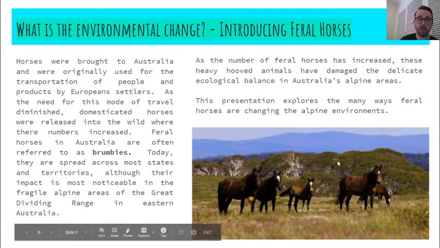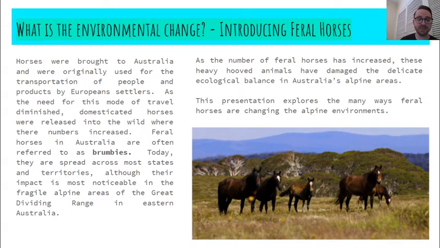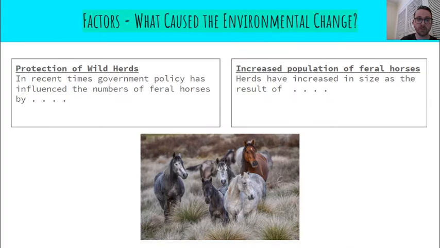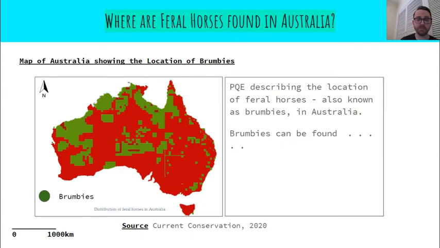So these horses aren't native to Australia, they've come into the environment and they're changing some of the native Australian wildlife. So a couple of slides on what is the problem, what is causing the problem. Then we move on to where is the problem located. So you'd give me one map, just one, and one PQE paragraph.